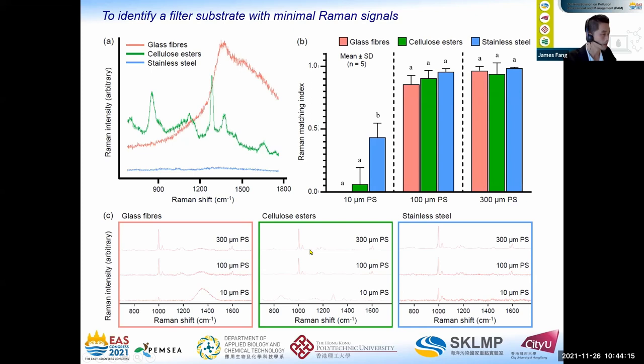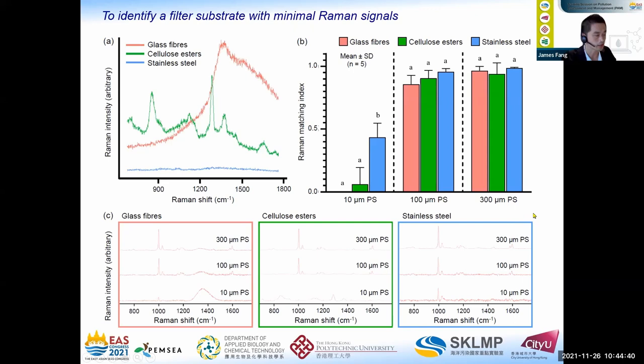If we look at the peaks of the polystyrene on these two types of materials, very clearly, the characteristic peaks of polystyrene disappear when the particle size decreases to 10 micron. The shape is totally different from what we expect from polystyrene. Look at this spectrum and that spectrum.